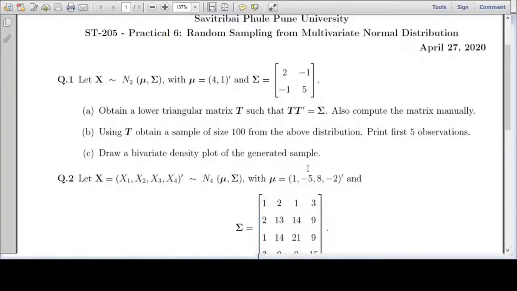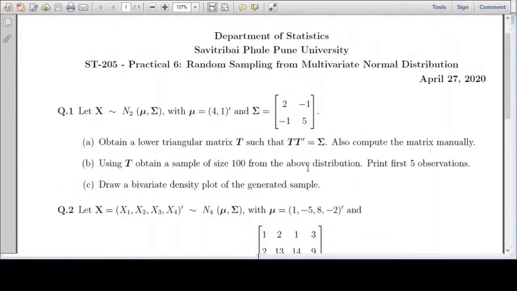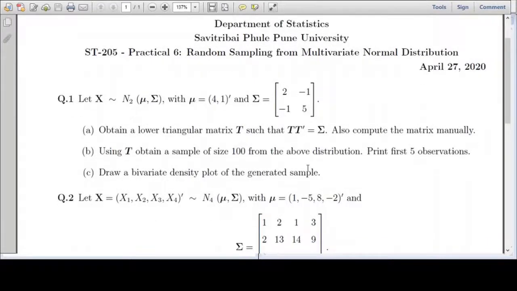Hello everyone. Today let us try to look into practical. We have been seeing many properties of multivariate normal distribution. In fact, in theory we have reached the testing part also. So let us try to catch up in the practical also.